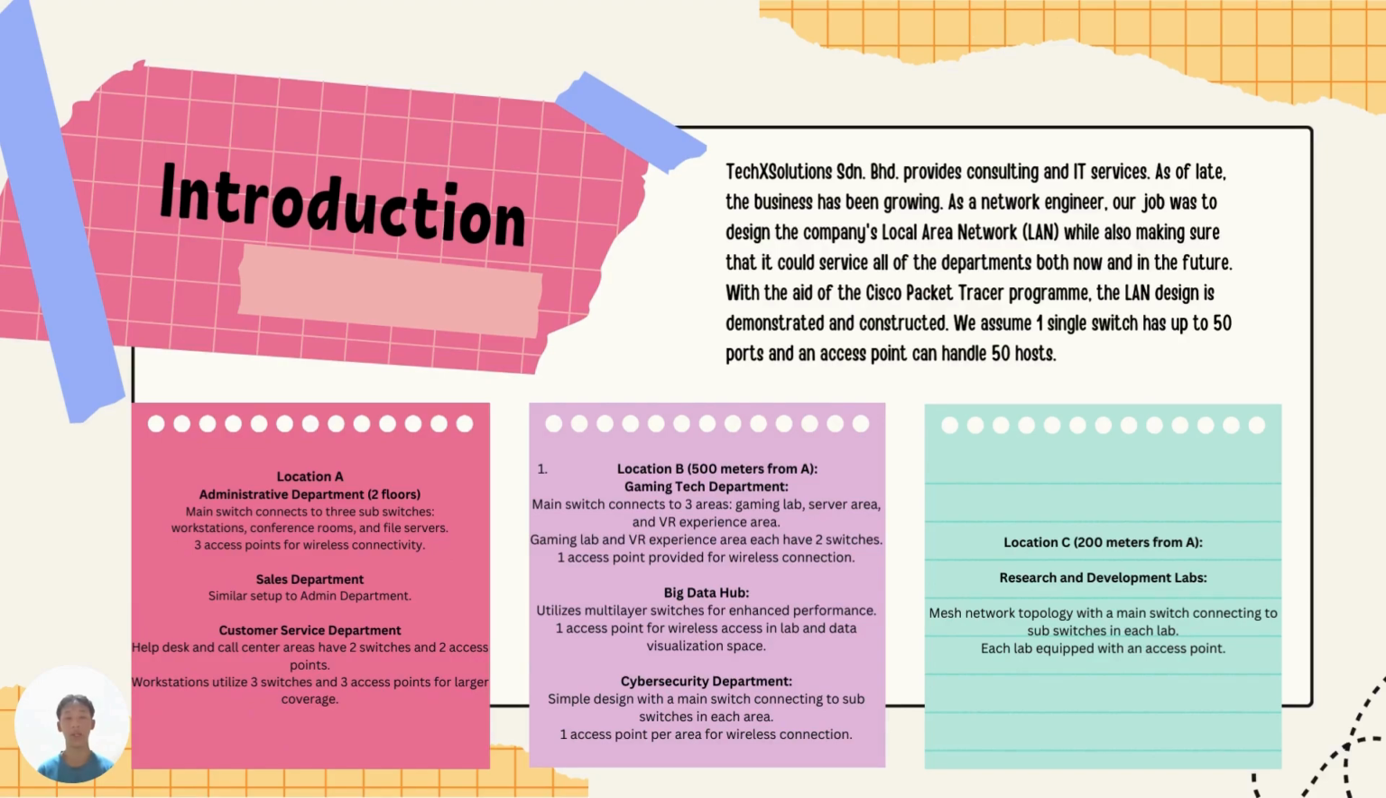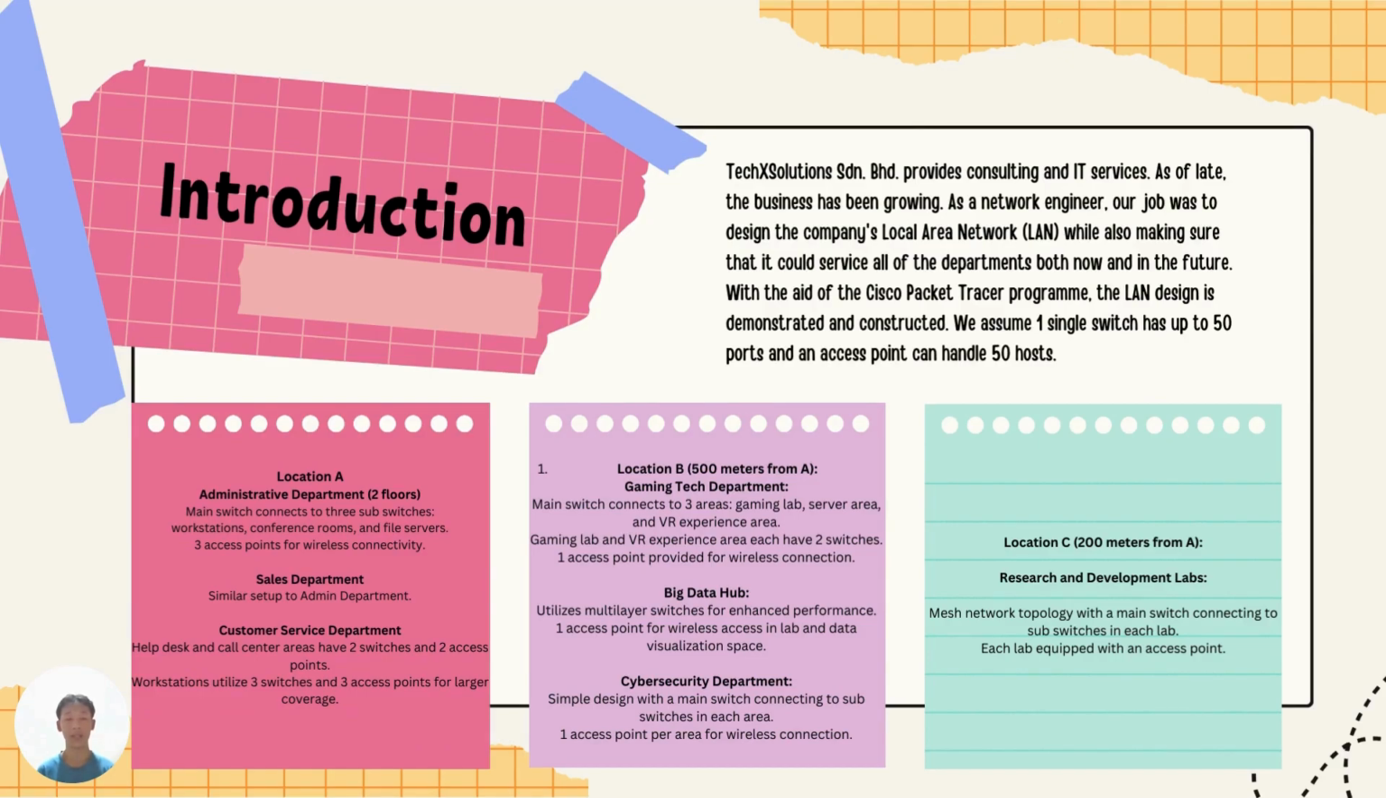First things first, we need to assume one single switch has up to 50 ports and an access point can handle up to 50 hosts. So let's have a quick view of our computer network design. Basically, our computer network design is divided into three parts: location A, location B, and location C. For location A, there are three departments: administrative department, sales department, and customer service department.